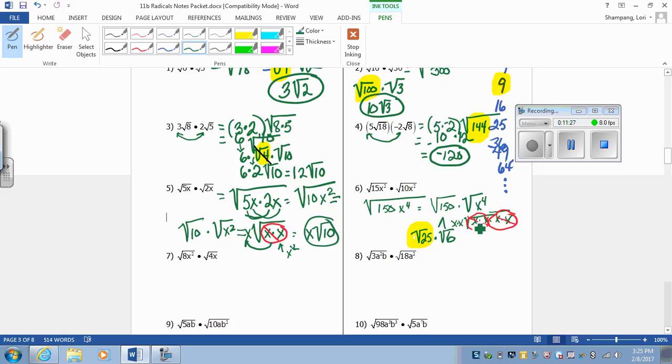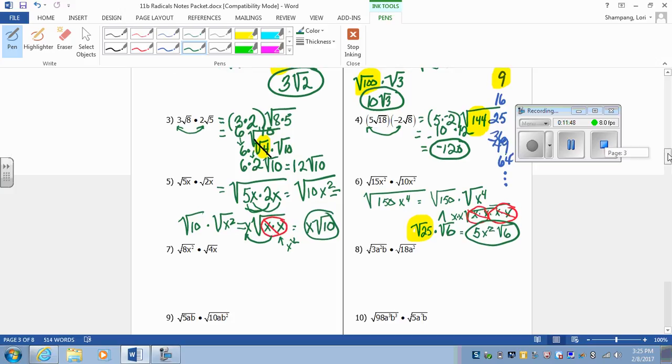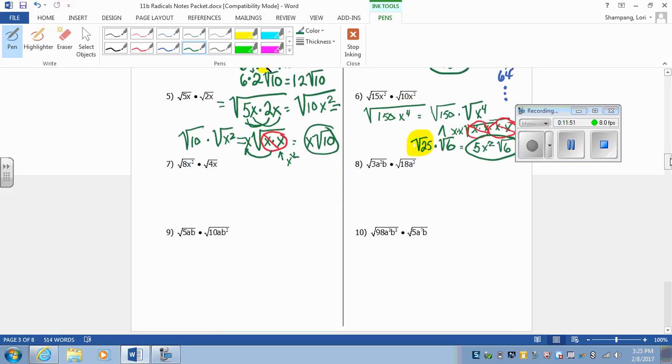So let's go ahead and simplify. The square root of 25 is just 5. And then I have my two x's, x times x, or x squared, and then I still have my square root of 6. So my answer is 5x squared times the square root of 6. Okay, number 7, we have the square root of 8x squared times the square root of 4x. So let's go ahead and multiply those all underneath one big radical to get 32x to the third.